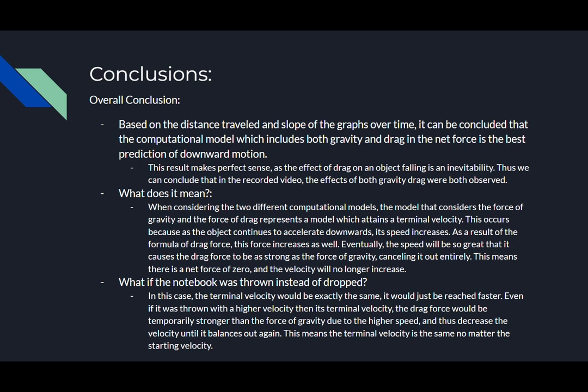What does it mean? When considering the two different computational models, the model that considers the force of gravity and the force of drag represents a model which attains a terminal velocity. This occurs because as the object continues to accelerate downwards, its speed increases. As a result of the formula of drag force, this force increases as well. Eventually, the speed will be so great that it causes the drag force to be as strong as the force of gravity, canceling it out entirely. This means there is a net force of 0 and the velocity will no longer increase, which is what it means when it reaches terminal velocity.